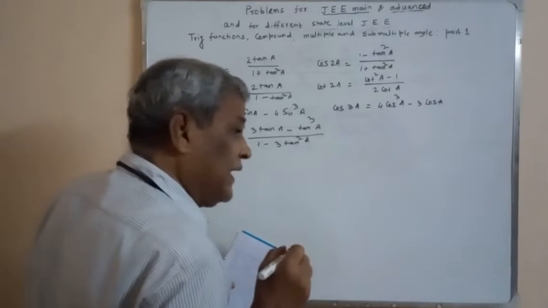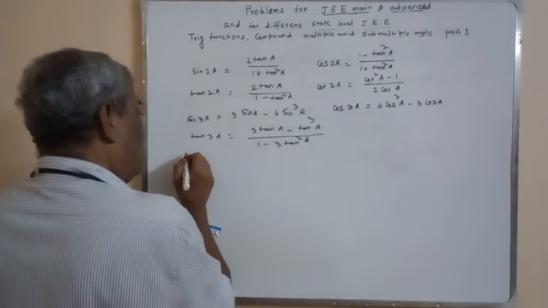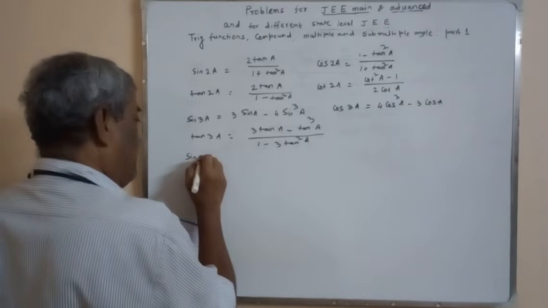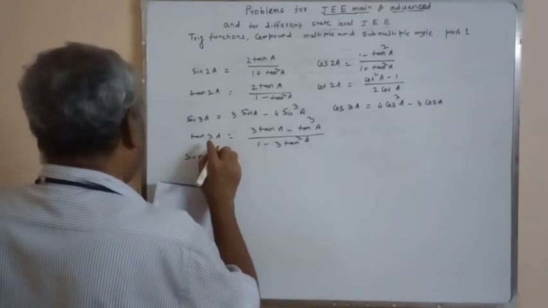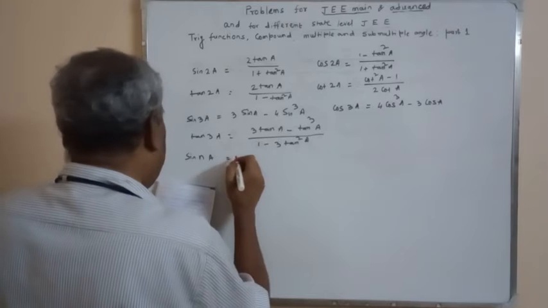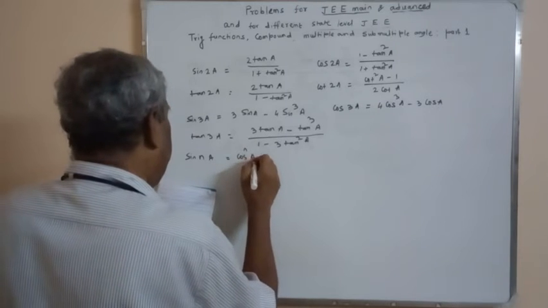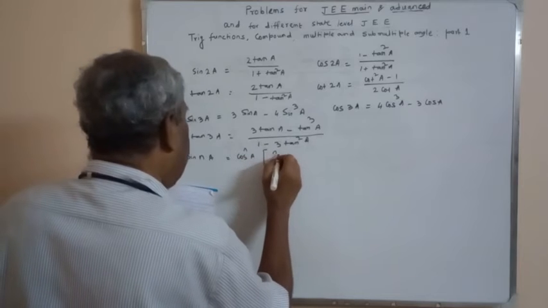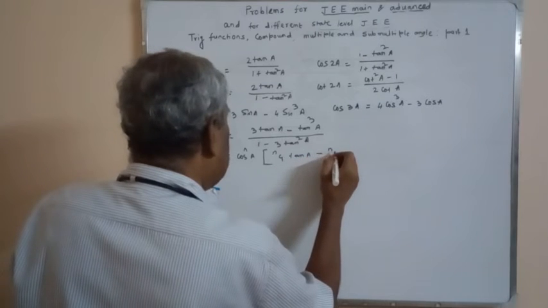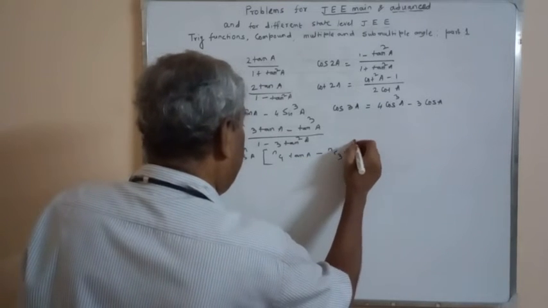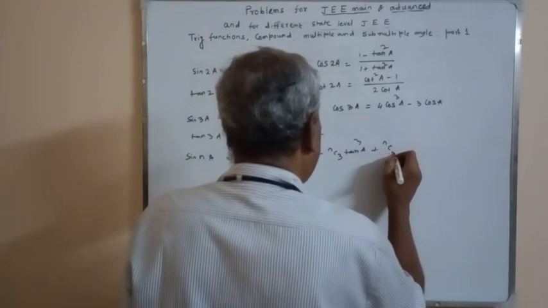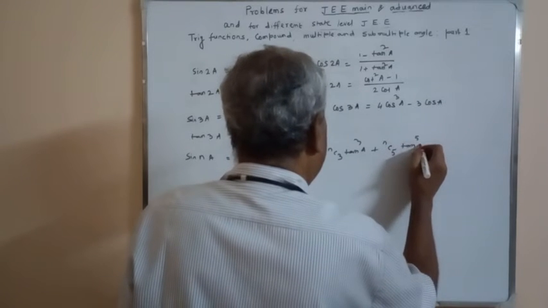Next, if n is any positive integer, then sine of na, like sine 3a, is equal to cos to the power n a into nC1 tan a minus nC3 tan cube a plus nC5 tan to the power 5a and so on.